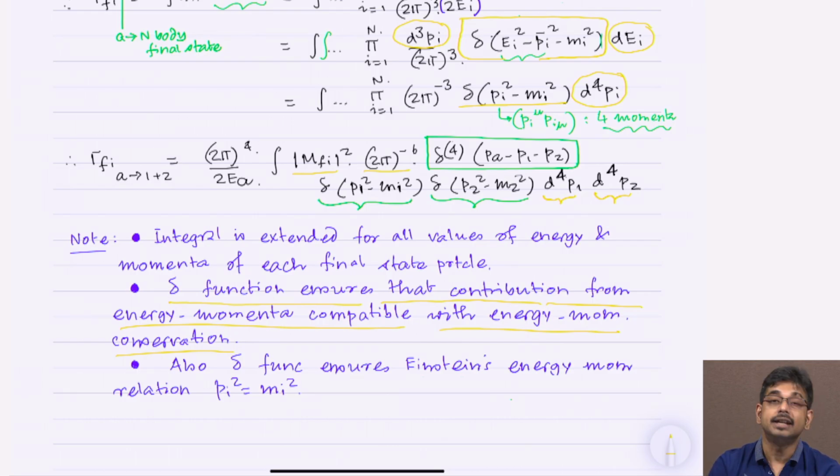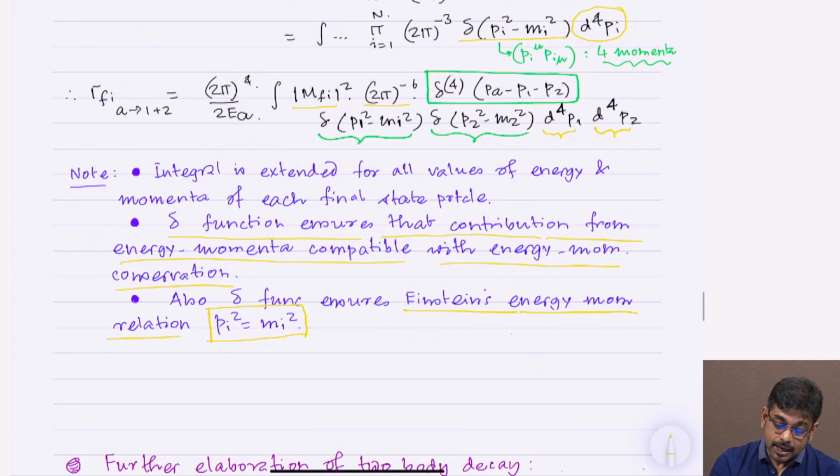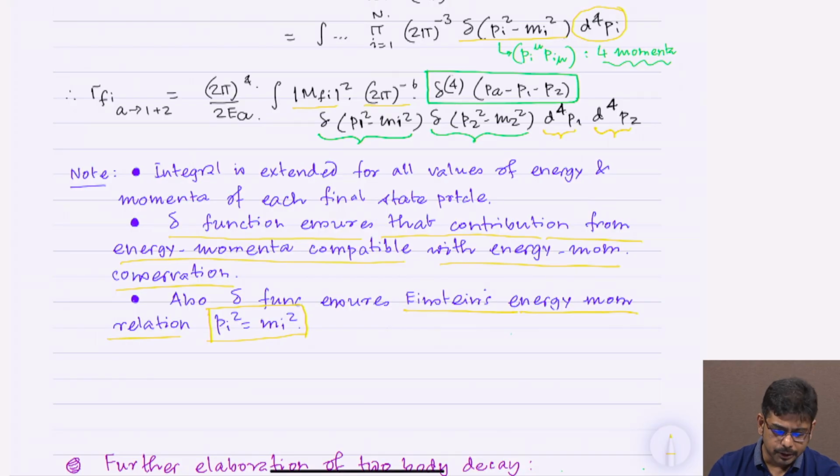That is one thing. And secondly, these 2 delta functions, delta of P1 square minus M1 square and delta of P2 square minus M2 square, ensure Einstein's energy momentum relation for each of these final state particles that are produced, like Pi square is equal to Mi square, correct? So, with this we arrive at this nice expression of the decay width for A going to 1 plus 2. Now, you can extend this to calculate 3 body decay, 4 body decay, whatever you want. Okay. So, these are some of the exercises that we are going to do.